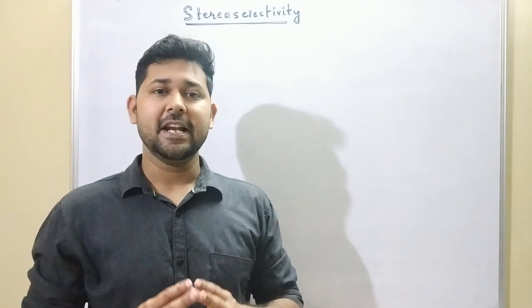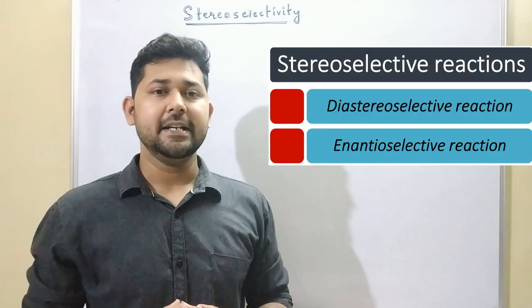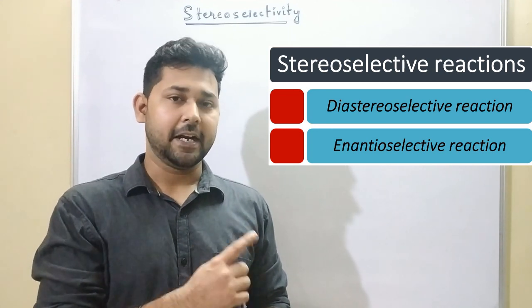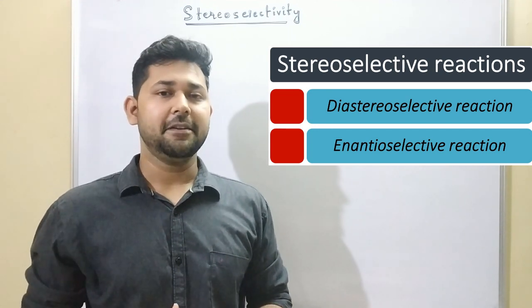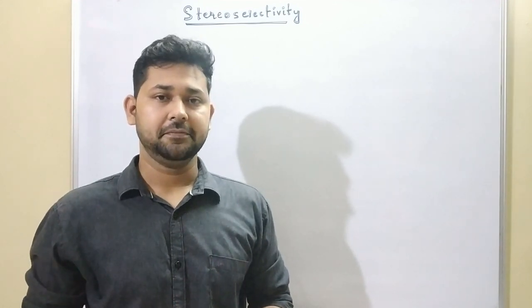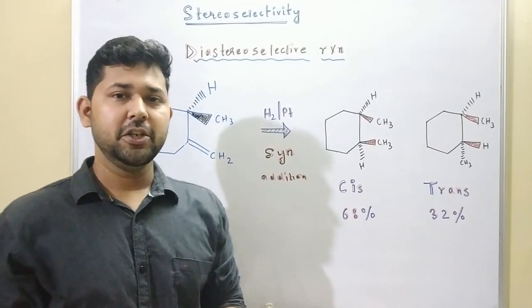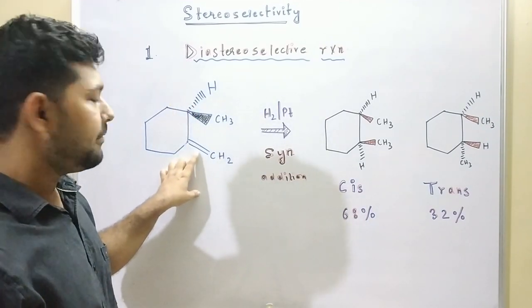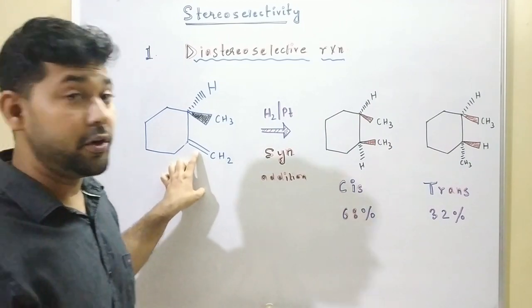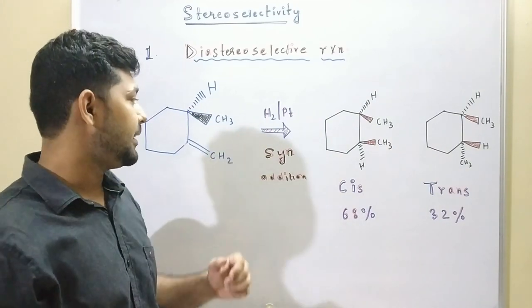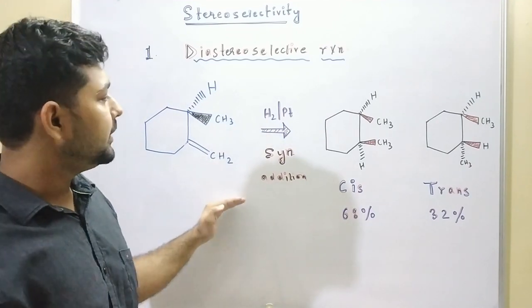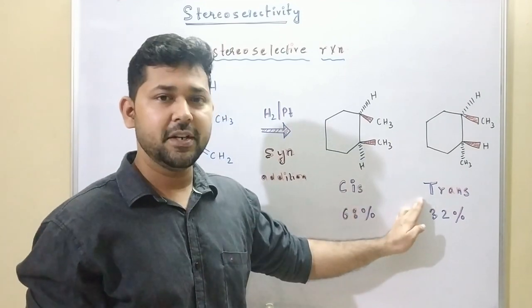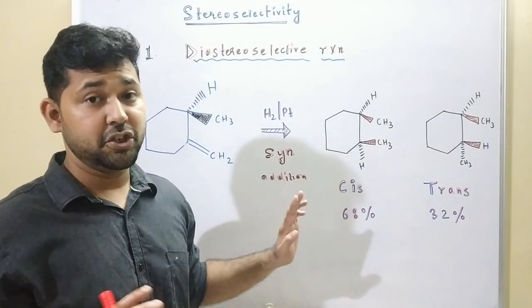So, stereoselective reactions are of two types. One is diastereoselective reaction and the other one is enantioselective. First, we're going to start with the diastereoselective reaction. Here is a reactant which has a double bond, which is going to be reduced through hydrogen and platinum, and it is a syn addition. So you see this reactant gives you two products after reducing. One is cis and the other one is trans, and cis is the major product, 68%.